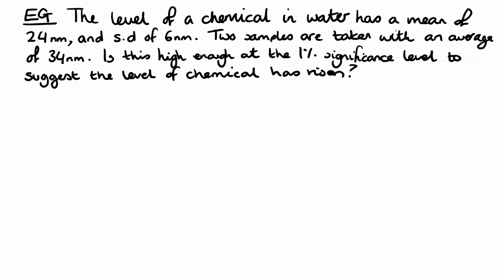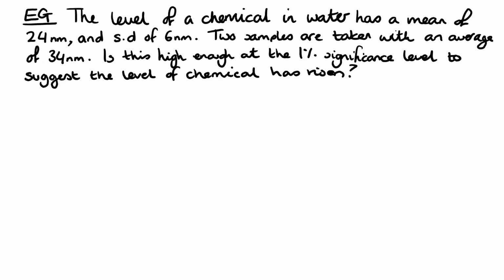So, first example. The level of a chemical in water has a mean of 24 nanometers and a standard deviation of 6 nanometers. Two samples are taken with an average of 34 nanometers. Is this high enough at the 1% significance level to suggest the level of chemical has risen?